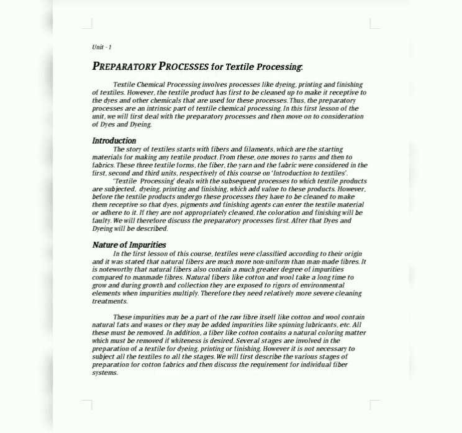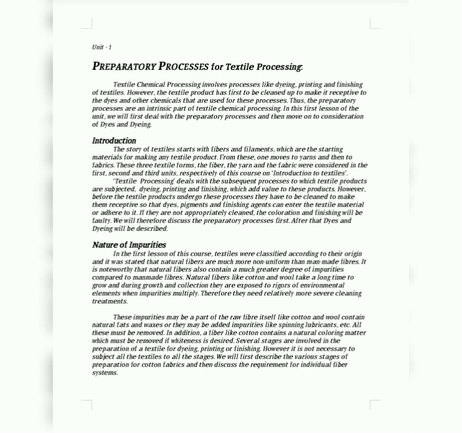Unit 1: Preparatory process for textile processing. Textile chemical processing involves processes like dyeing, printing and finishing of textiles. However, the textile product has first to be cleaned up to make it receptive to the dyes and other chemicals that are used for these processes. Thus, the preparatory processes are a part of textile chemical processing.